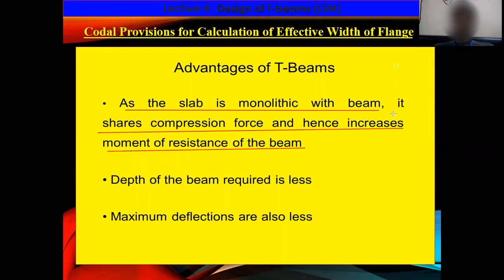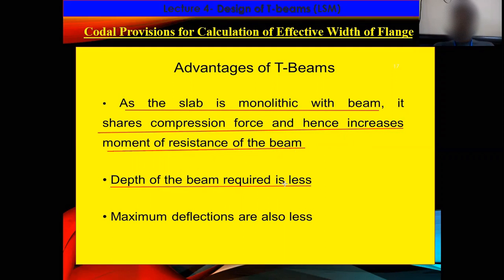If you are not constructing monolithically, then you should not take the advantage of the slab, because it will act separately, right? If you construct monolithically, then only you can take the advantage of the slab, right? So that is the main point. The slab will also take part of the compression force. Therefore, it will increase the moment of resistance of the beam, and the depth required will become less.